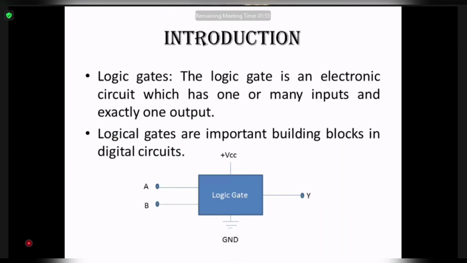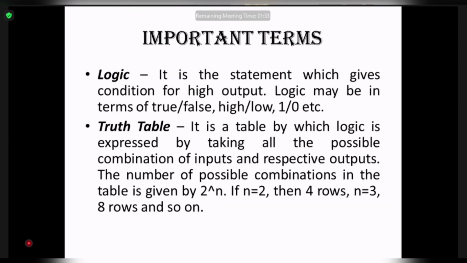I started with the definition of logic gates. Then we talked about the important terms, which are logic and truth table. We were discussing the truth table, and I showed you what you understand by the combinations of the truth table, right? And then we discussed the formula, how you can get the number of combinations. That is, if the number of inputs is 2, what will be the number of combinations? If the number of inputs is 3, what will be the number of combinations? If the number of inputs is 4, then the number of combinations will be 2 raised to 4, which is equal to 16, right?